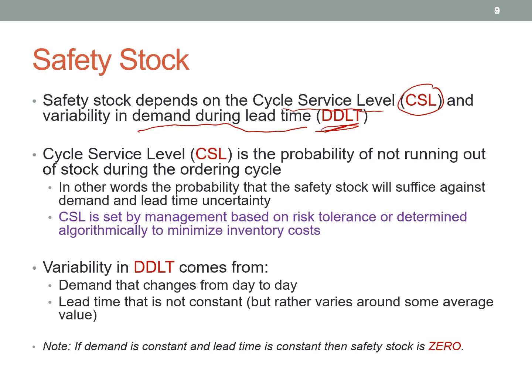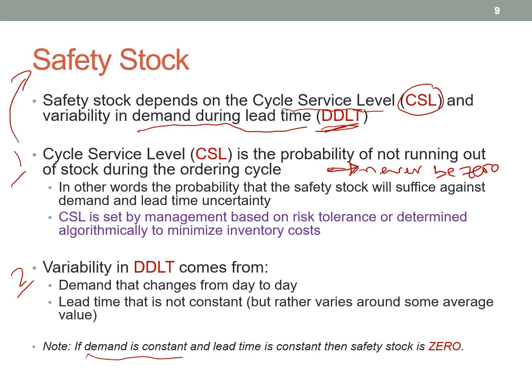Now, because these two factors lead to or drive safety stock, when both of these factors are zero, safety stock will be zero. So if demand is constant, there is no variability. The cycle service level is never going to be zero. So this can never be zero, okay? Because zero would mean that we always want to be out of stock. Well, we don't always want to be out of stock. So that can never be zero.